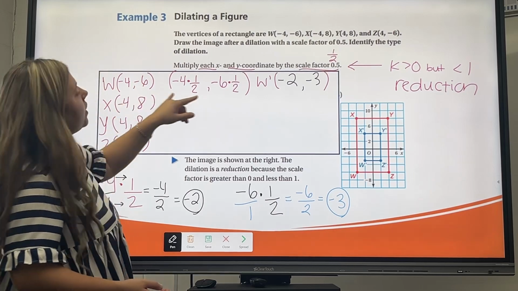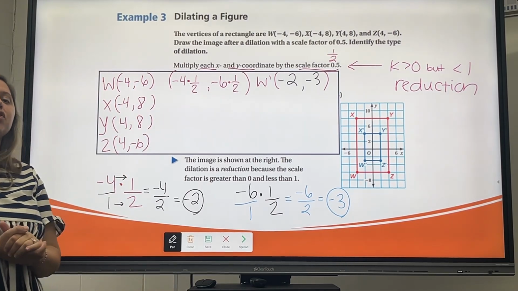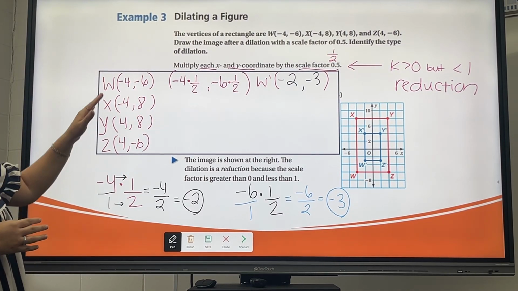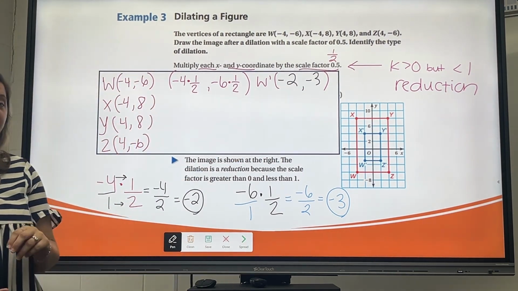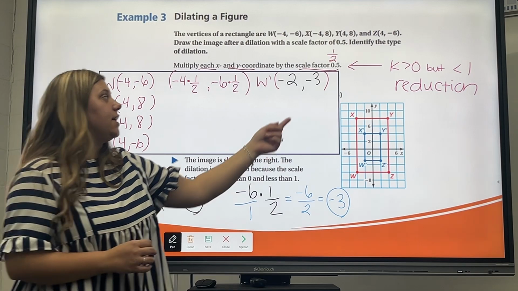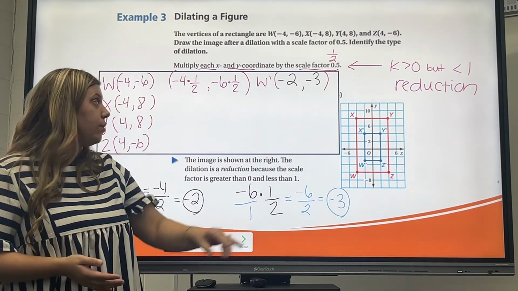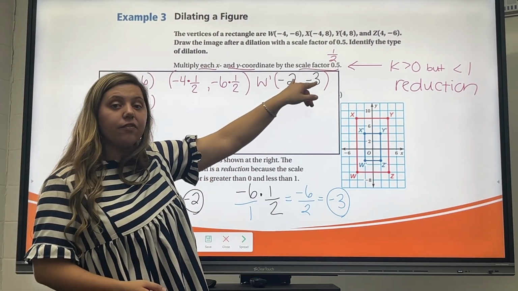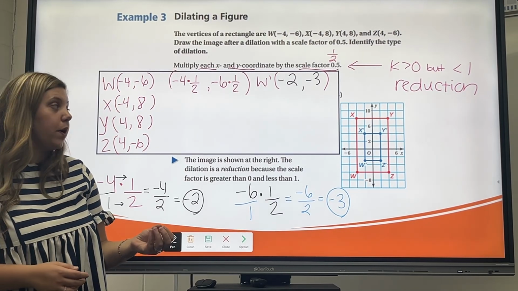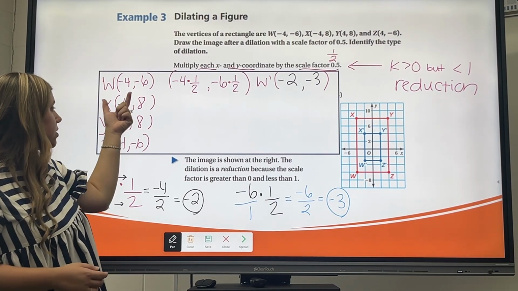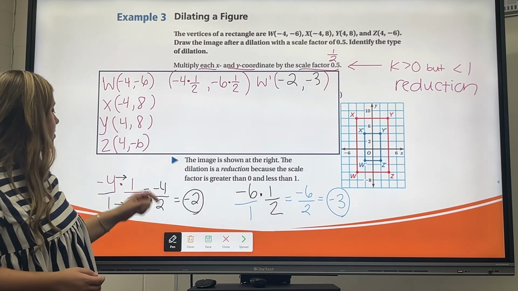Now notice, how does that compare to the original point? We went from -4, -6 to -2, -3. The scale factor is 0.5, which we just said is half. So you should notice that these new points are half the amount of the original points. The same idea applies to all of these other points here.